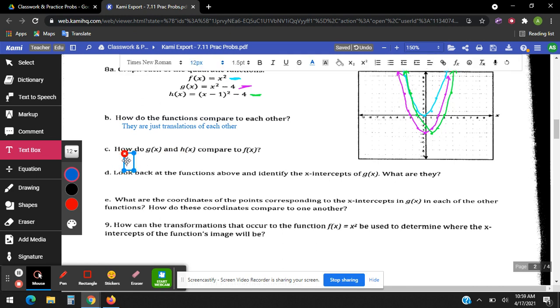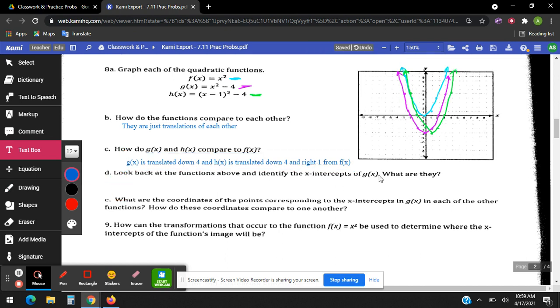And same idea. G of x is translated down 4 this time, and h of x is translated down 4 and right 1 from f of x. Okay, so let's identify the x-intercepts of g of x.